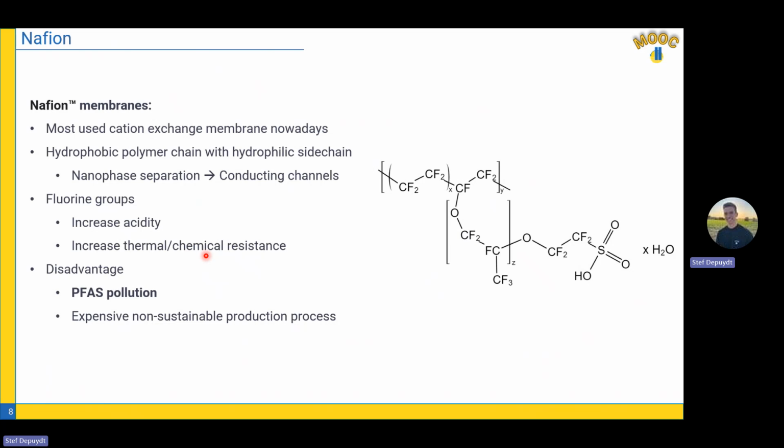Now, of course, there already exist cation exchange membranes. The most used cation exchange membrane nowadays is Nafion. We see here the polymeric structure of Nafion. Nafion consists of a hydrophobic backbone and a hydrophilic side chain. Why is the side chain hydrophilic? That's because here in the end we have again our sulfonic acid anion.